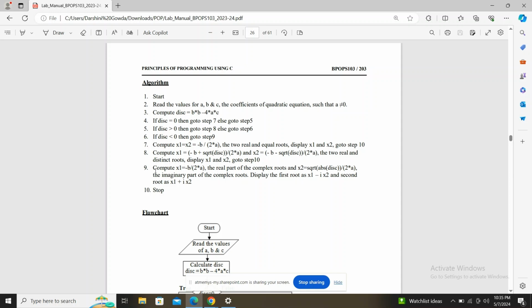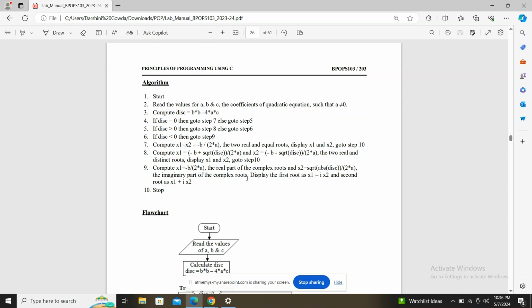So here it is computing two roots. That is, it is computing the root x1 with the formula minus b by 2 star a, which is the real part of the complex roots. And the root x2 is computed by the formula square root of the absolute value of the discriminant divided by 2 star a, which is the imaginary part of the complex roots.